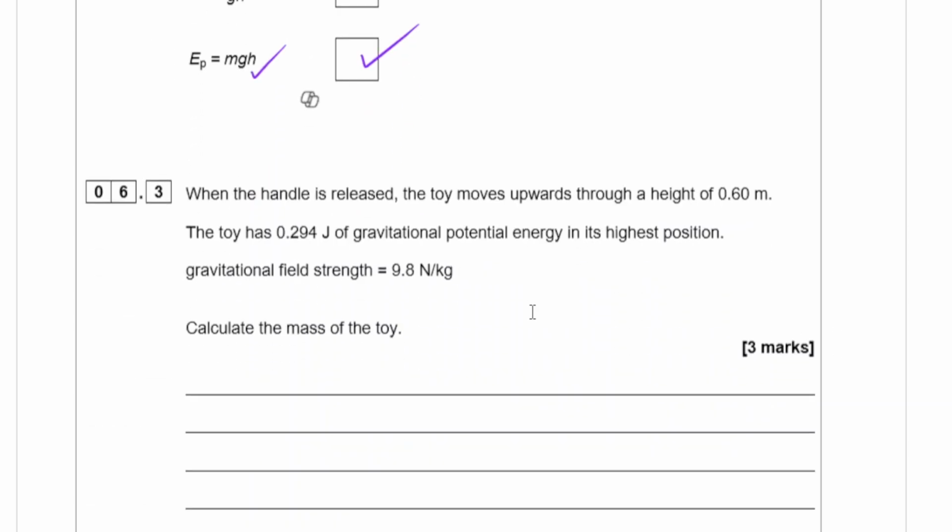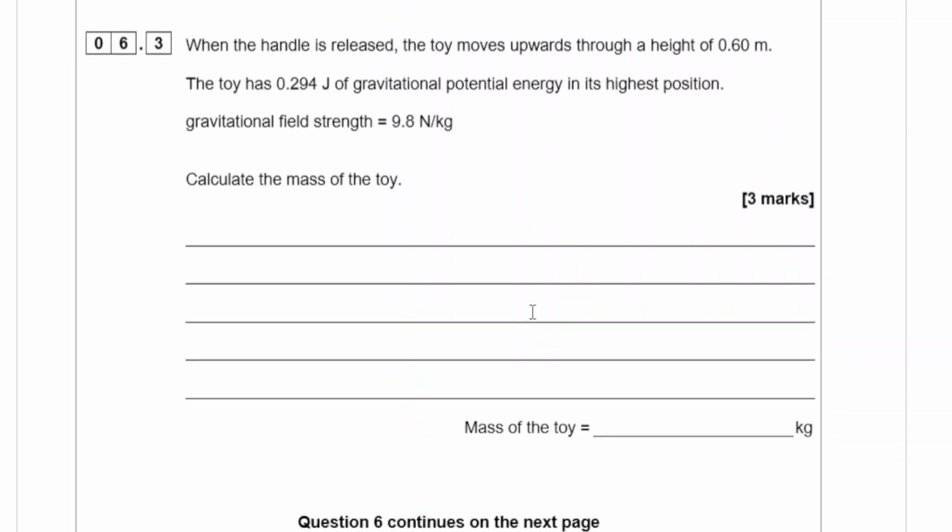When the handle is released, the toy moves up through a height of 0.6 meters. The toy has 0.294 joules of gravitational potential energy at its highest position. Gravitational field strength is 9.8. Calculate the mass of the toy.